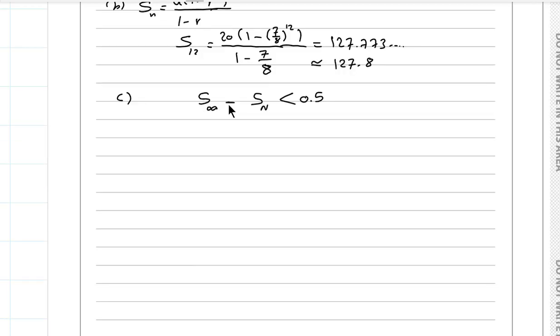Starting from S infinity minus Sn less than a half. S infinity is 160, minus Sn, which will be the same as this part but with 12 replaced with n. So we can make some simplification: 1 minus 7 over 8 is 1 over 8, and down, down, up, it will be 160 multiplied by 1 minus 7 over 8 all to the power of n, as we said, less than a half, okay. We can divide by 160 to simplify this.